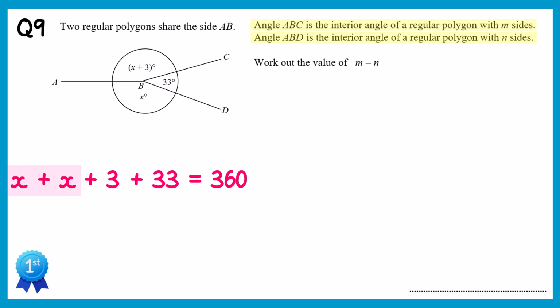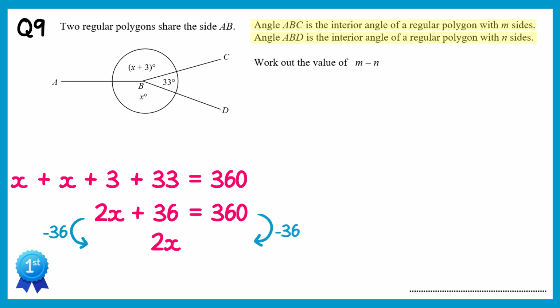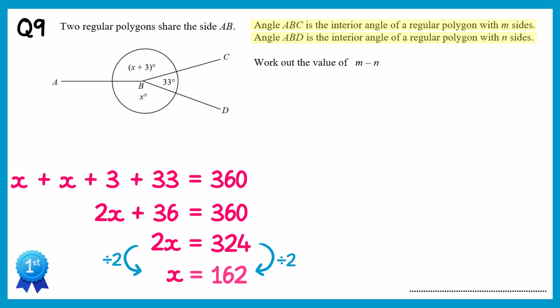We've got x plus x, which is 2x, and 3 plus 33, which is 36. This equals 360. If we subtract 36 from both sides, on the left-hand side we'll just be left with 2x, and on the right-hand side 360 take 36 is 324. We can then divide both sides by 2, 2x divided by 2 is 1x, and 324 divided by 2 is 162. So we found that x is 162. So we can replace the x on that bottom angle with 162, and the x plus 3 must be 3 more than 162, so 165.